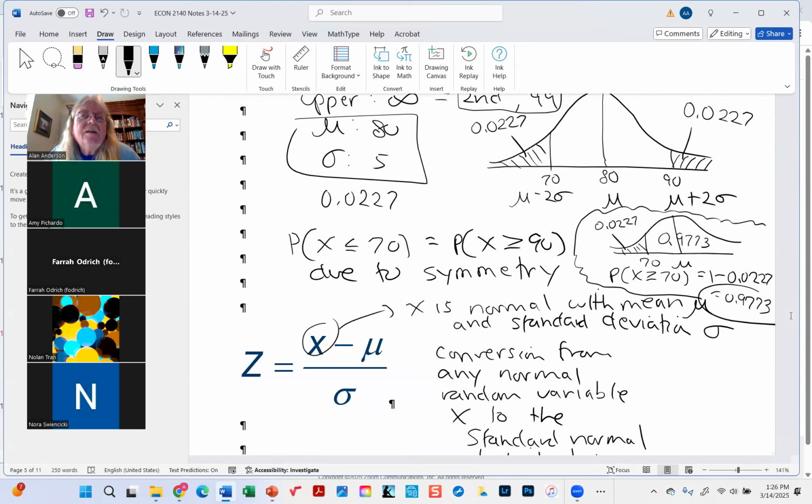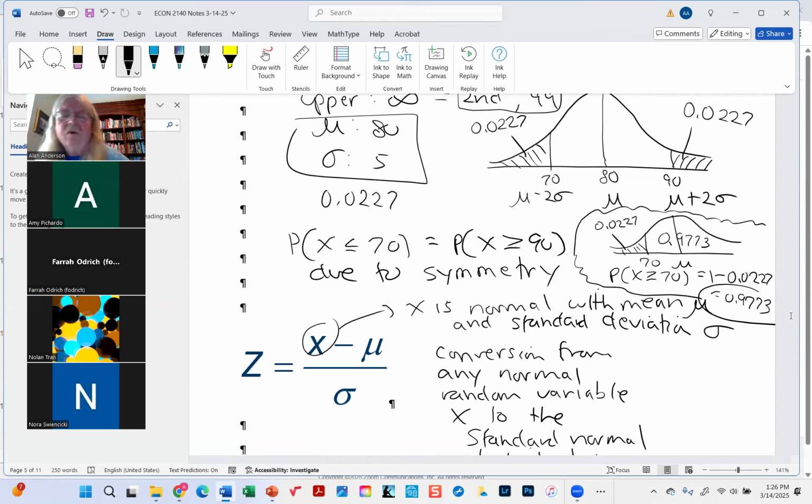I mentioned earlier that there's, in principle, an infinite number of different possible normal distributions, each one with a unique value of the mean and the standard deviation. Obviously, it's not practical to have an infinite number of normal tables. So the one that they choose to give you is the one based on the standard normal. All the other ones can be derived from that table through this formula.